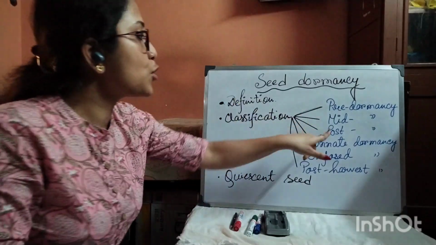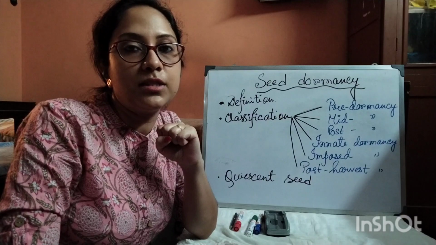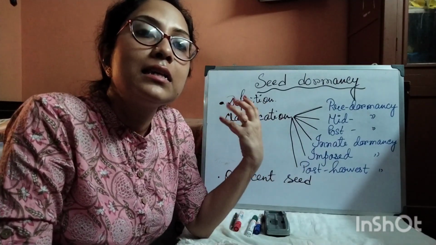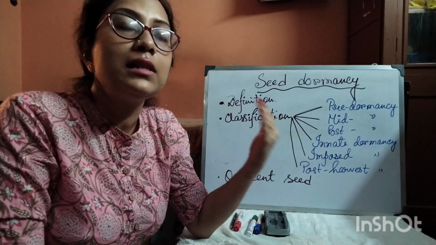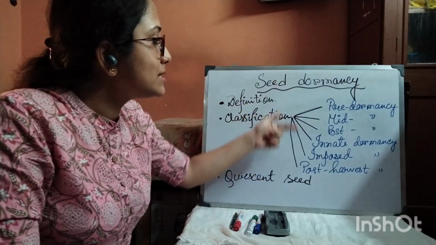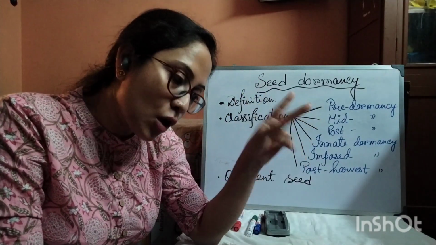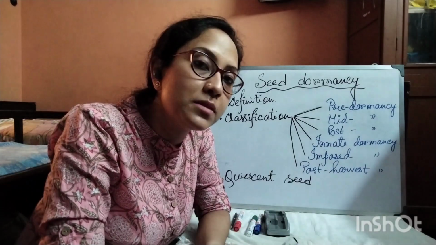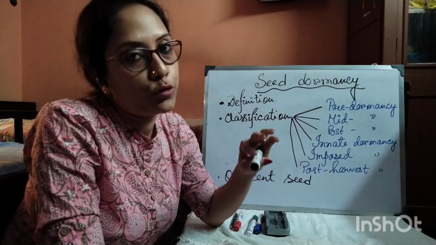Okay, the next portion is post-dormancy. In case of a post-dormancy situation, the seed will eventually, silently overcome the dormant state and will germinate upon getting favorable situation. Okay, so these are the main three stages of dormancy on the basis of time span: pre-dormancy, mid-dormancy and post-dormancy.